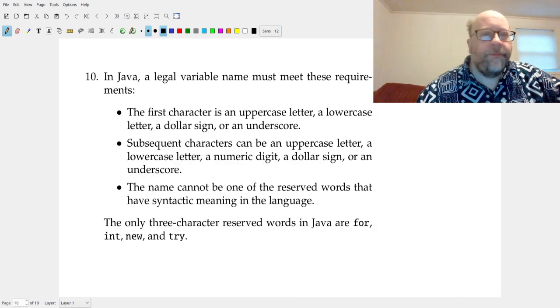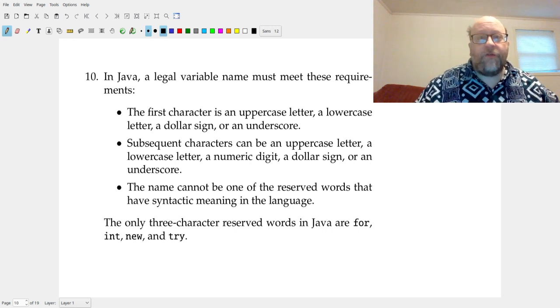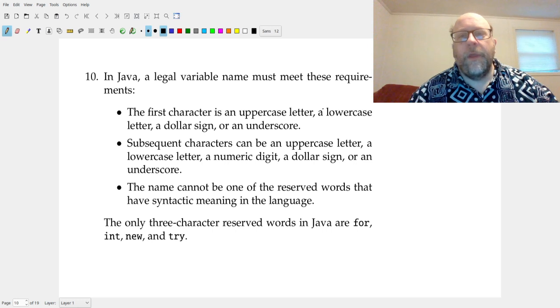Let's move on. In Java, a legal variable name must meet these requirements. The first character is an uppercase letter, a lowercase letter, a $ sign, or an underscore. So there are 26 uppercase letters, 26 lowercase letters, and then there are 2 special cases. And so there are 54 letters that we could start with.